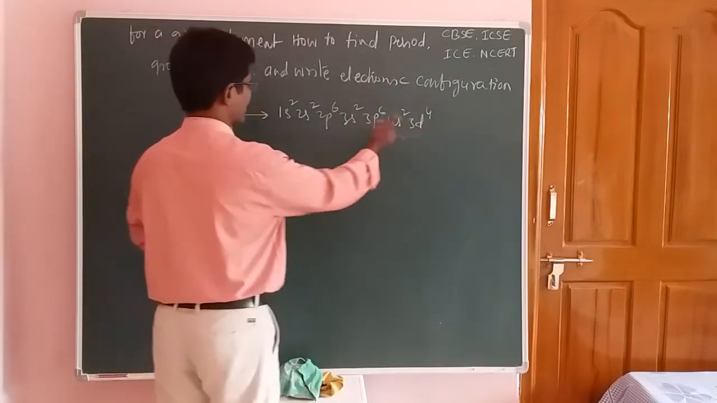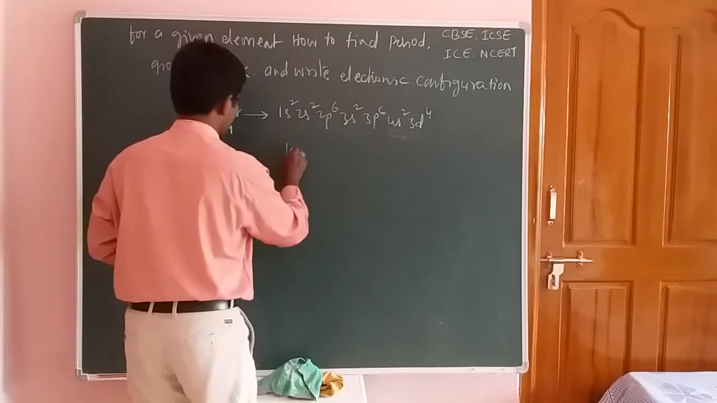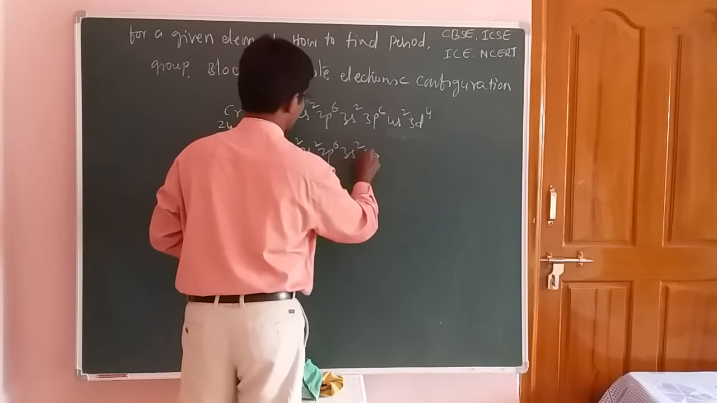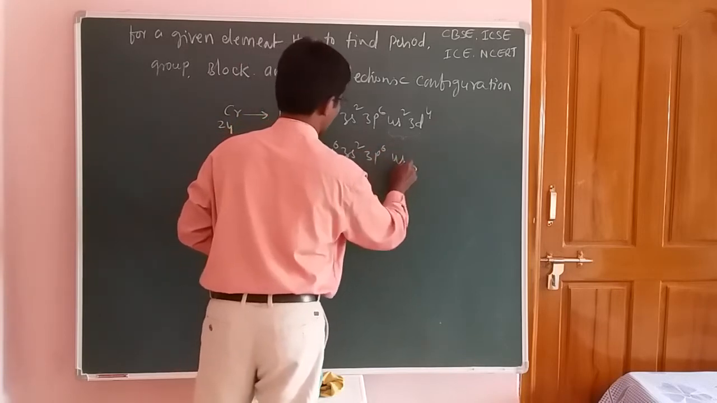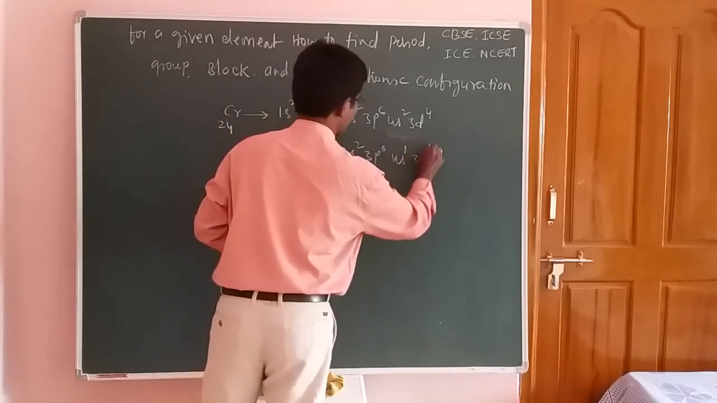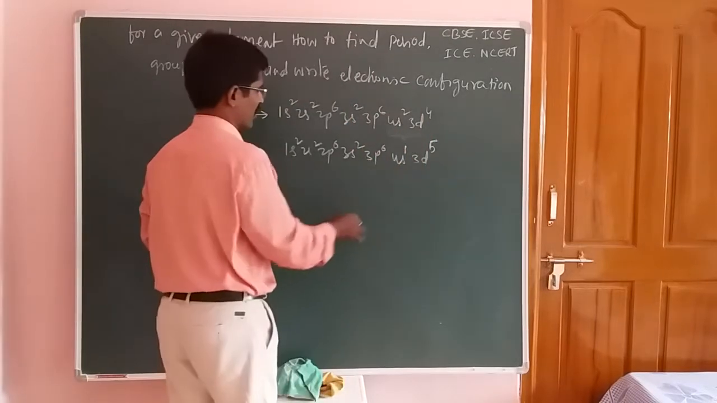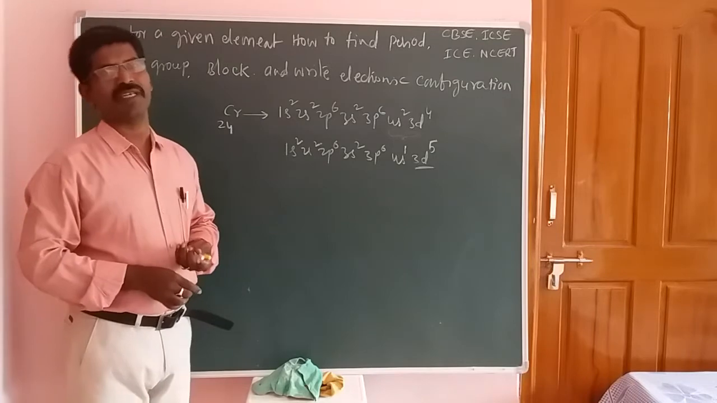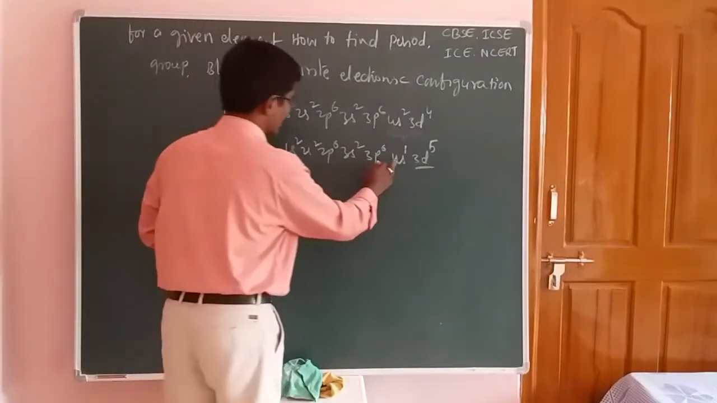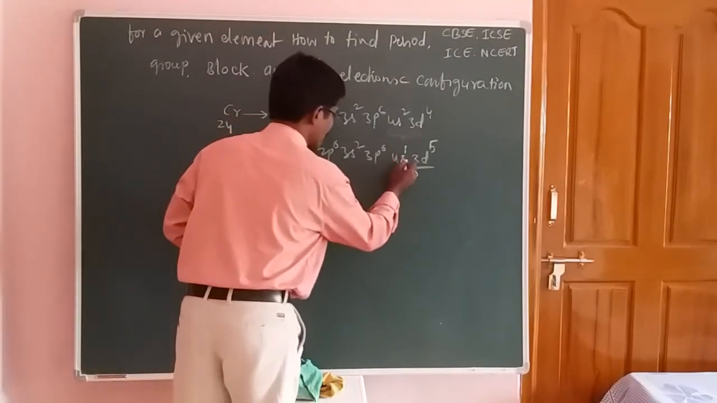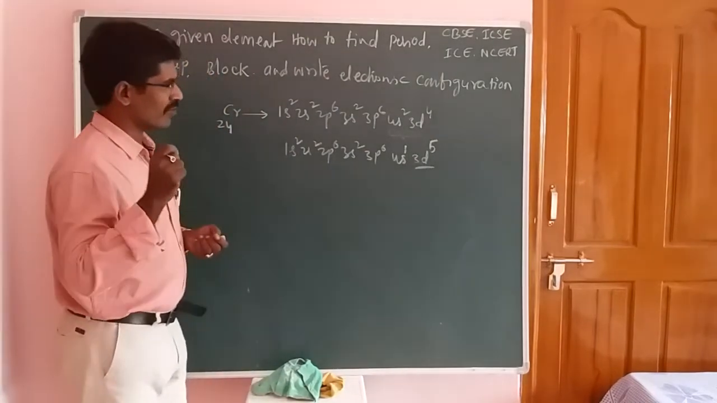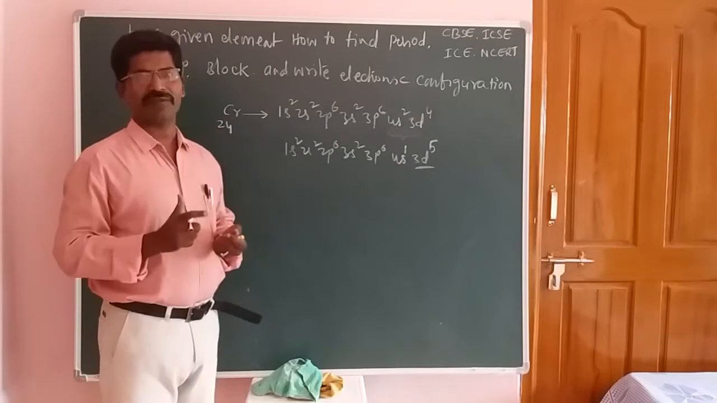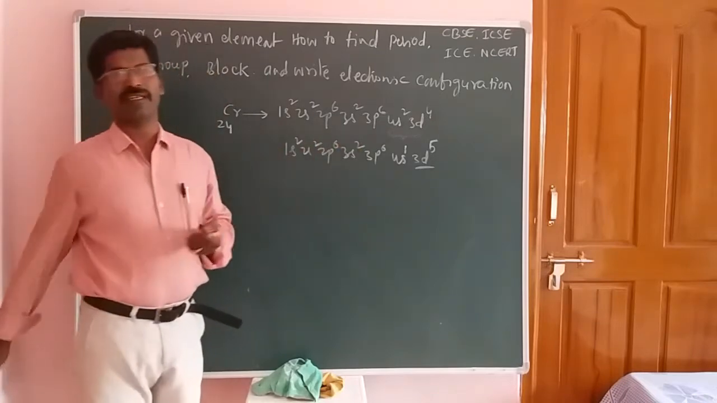Now we should write another way: 1s2, 2s2, 2p6, and 3s2, 3p6. Okay, students, 4s1 and 3d5. Now that d5 is the half-filled stable configuration. This one is the 4s1. So the s orbital possesses 1 electron, and the d orbital has 5 electrons. So this is the stable electronic configuration.